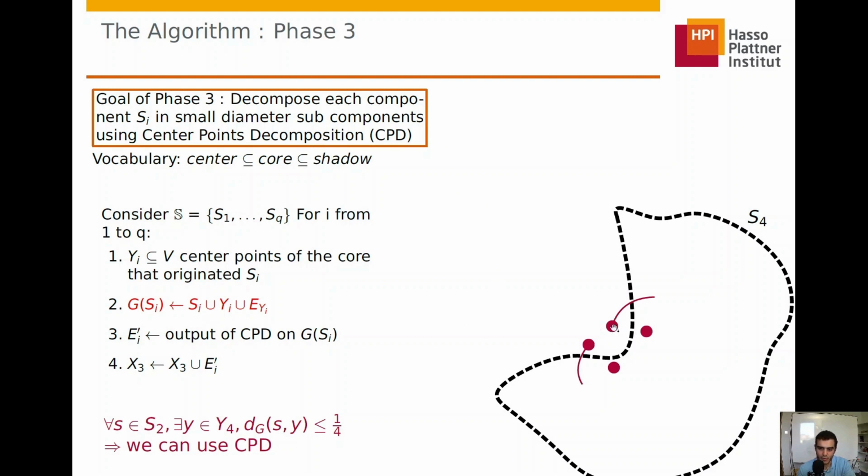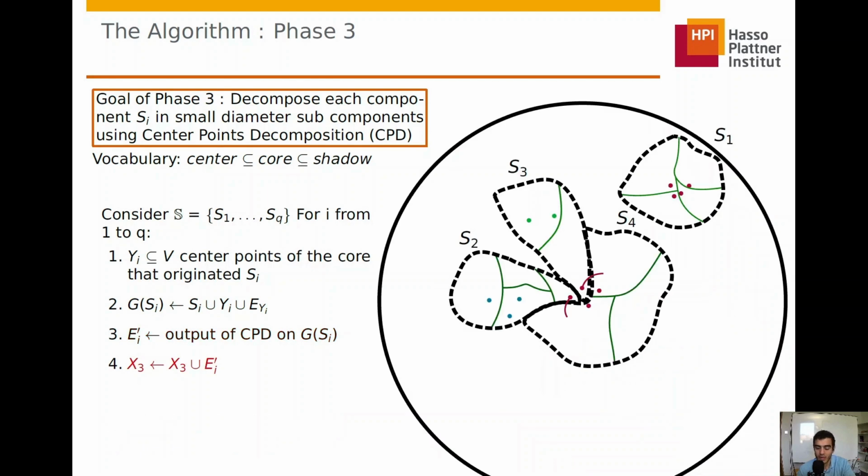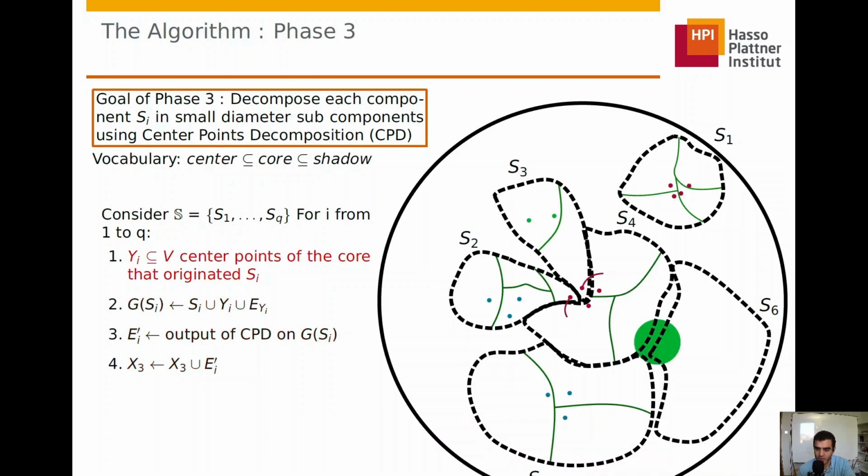We just have those 2 points that are reconnected and that exist, and they are a distance at most 1/4 from every point in S4, and we can use our center points decomposition. And now we can continue peacefully with S4, with S5, S6, and S7, and now it's done.